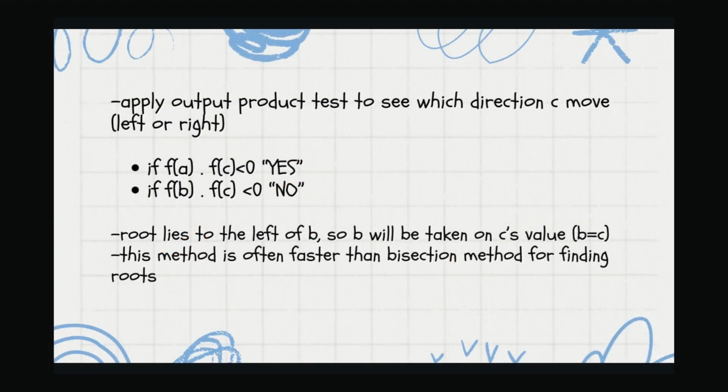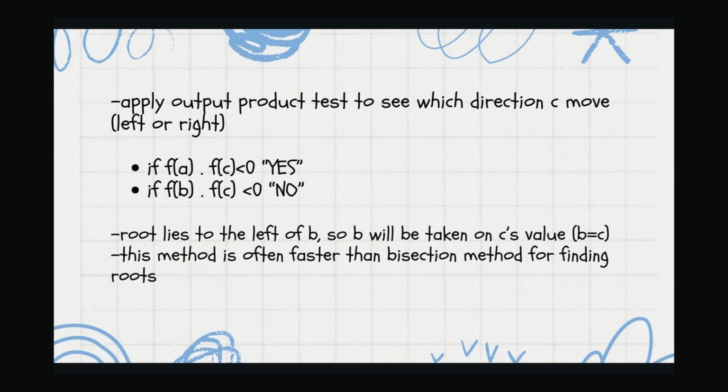The output product test has to be applied in the equation to see whether the direction of C moves to the left or right. If FA times FC is less than 0, we have to type in YES. And if FB times FC is less than 0, we have to type in NO. Note, if the root lies to the left of B, then B will take on C's value.